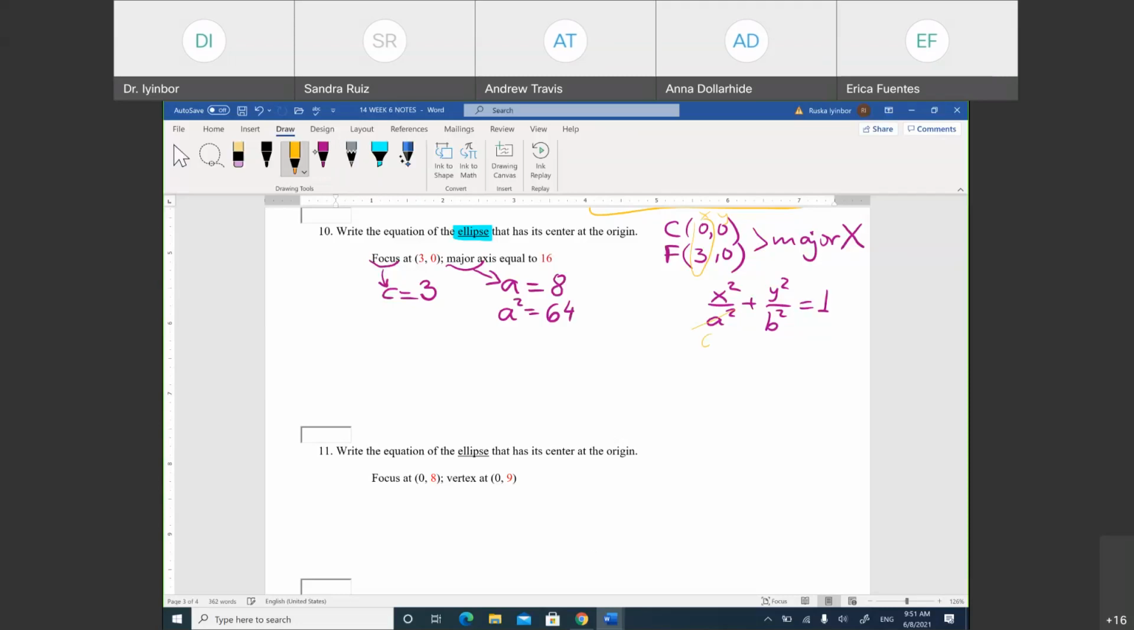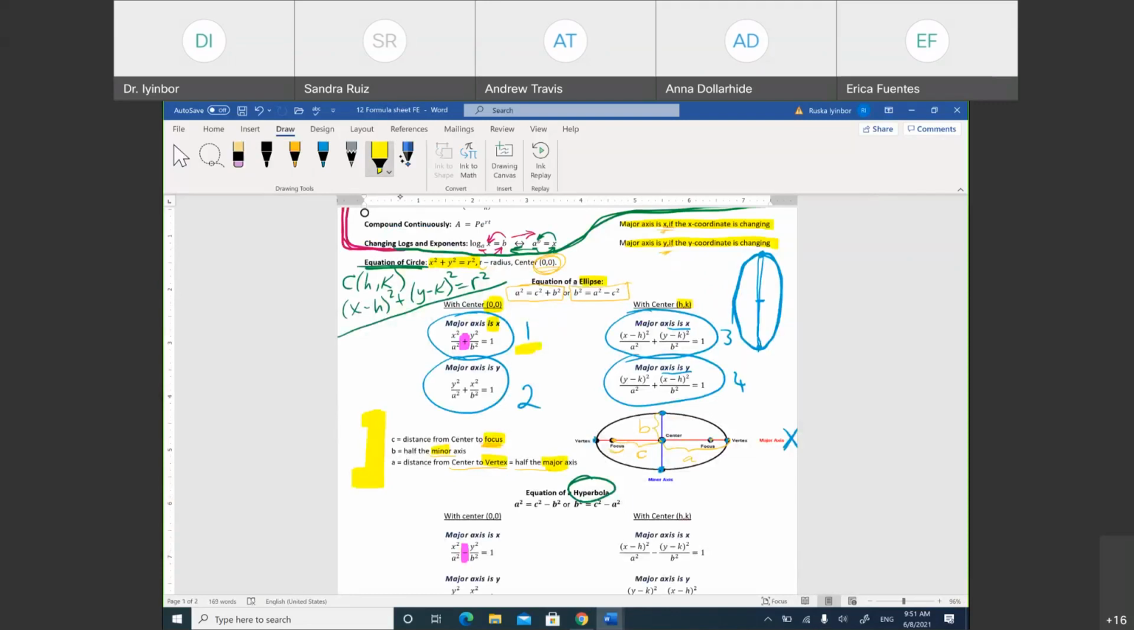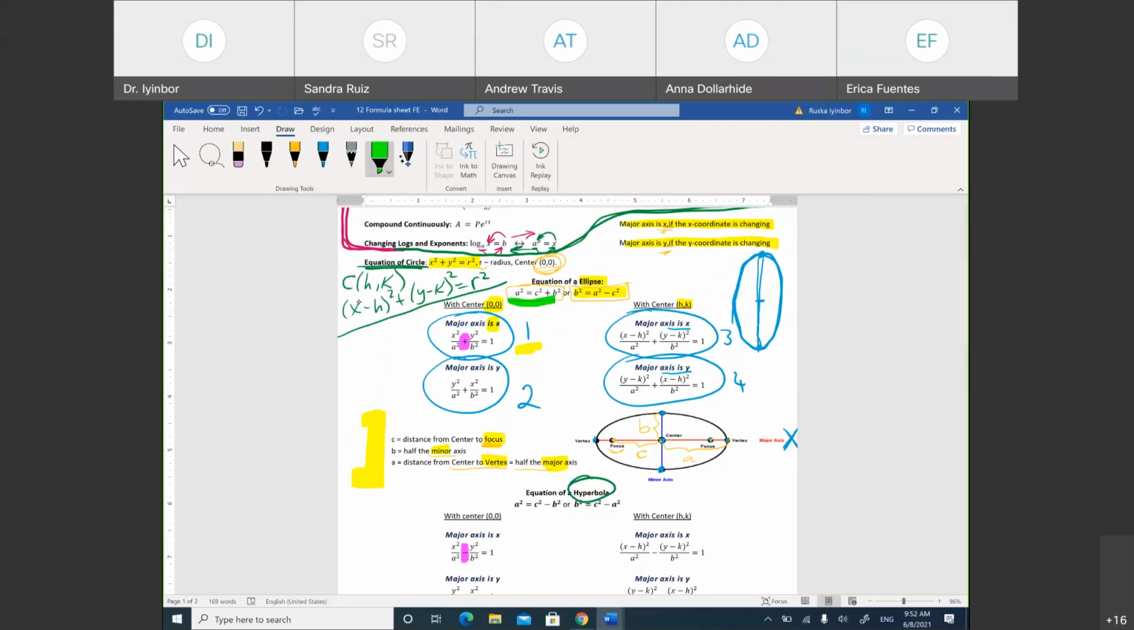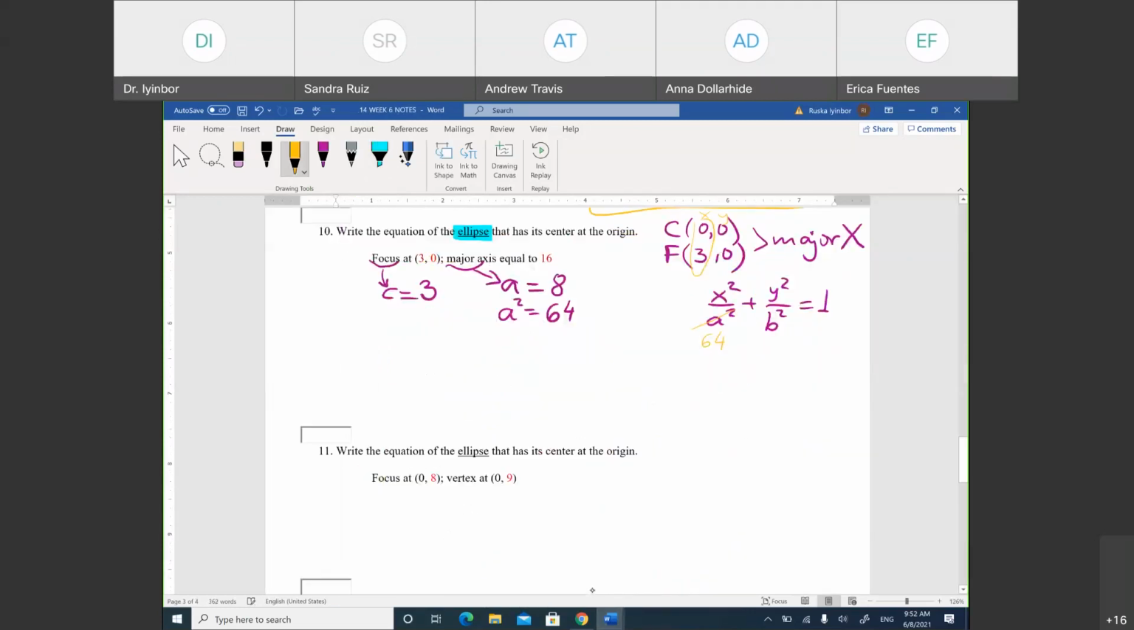And I need to find b squared. How are you going to find b squared? We don't have b, we have c. So looking at my formula sheet, I'm going to use this formula here. If I need to find a, I'm going to use the first. If I need to find b, I'm going to use the second one. So b squared is a squared minus c squared. That's what I'm using.